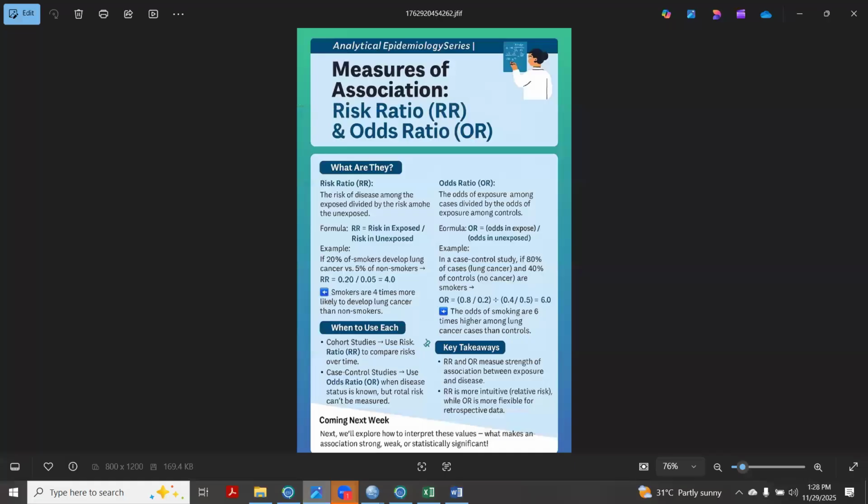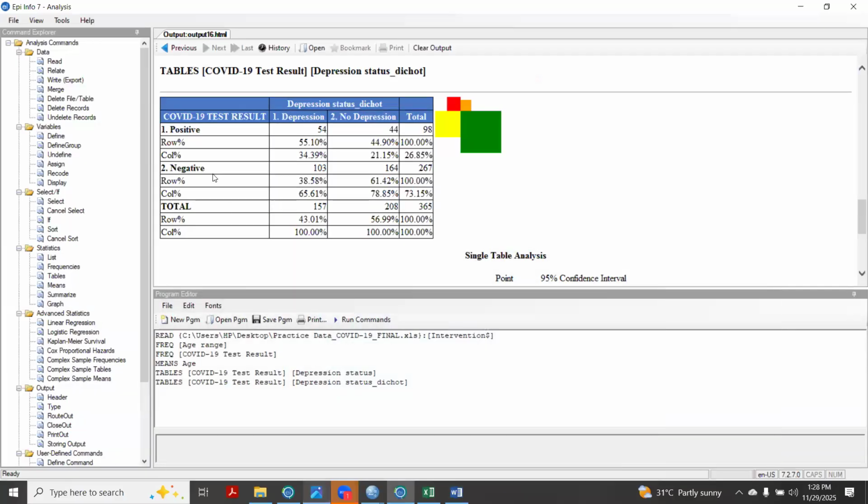So let's look at that again. The risk of disease among the exposed divided by the risk among the unexposed. I repeat again, who are the exposed here? COVID-19 test result positive. Who are the unexposed? COVID-19 test result negative. So the risk of disease, what disease are we talking about? Depression. So the disease here is depression. So the risk ratio will tell us the ratio between the exposed and the unexposed. That's the risk ratio. The odds ratio is the same thing.